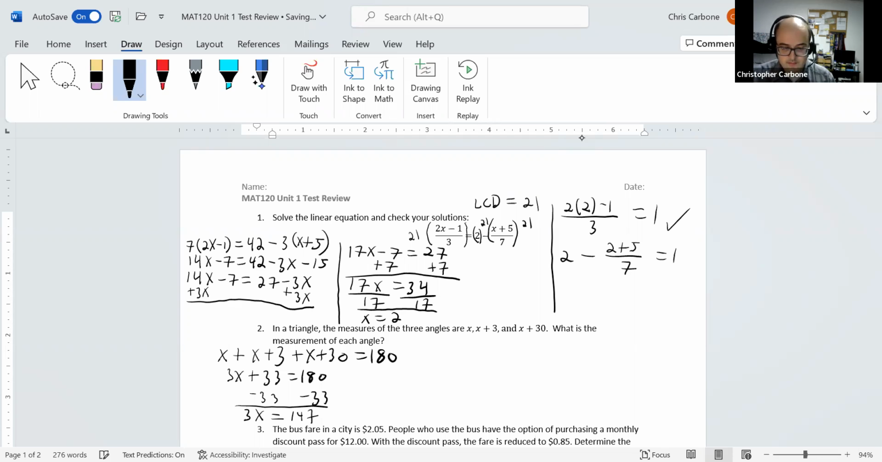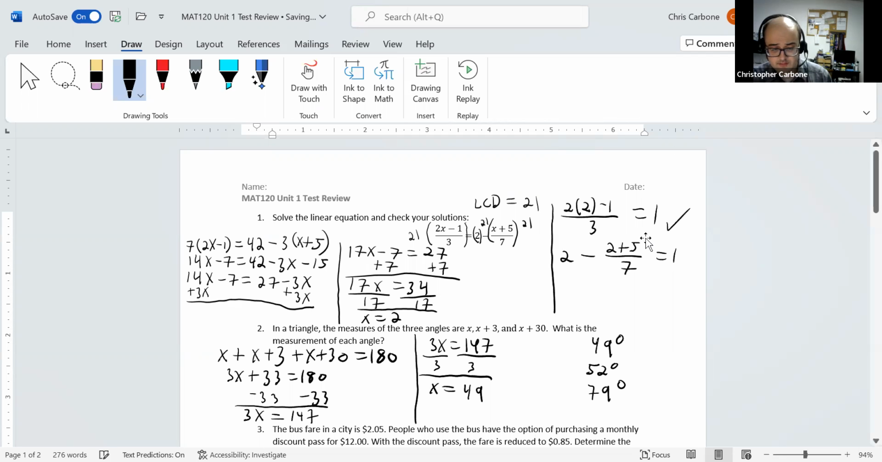And then the last part, this will be dividing by 3 on both sides. In this case, x, the smallest angle, is going to be 49. So 49 degrees is the smallest. The next one is x plus 3, so we add 3 to this. We'll get 52 degrees. And add 30 to 49 for the third one. This is going to be 79 degrees for our 3 angle measurements.